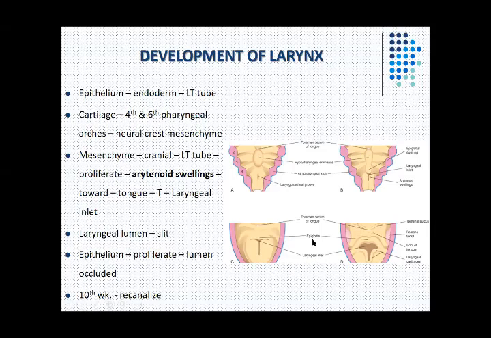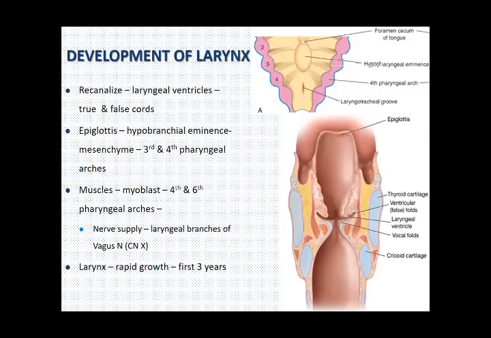The epithelium of the laryngotracheal tube rapidly grows and occludes the lumen, and then in the 10th week recanalization happens, because of apoptosis, programmed cell death. Because of this apoptosis, the epithelium that had excessively grown breaks down, and the lumen is then restored. This process is called recanalization. Now the lumen of the whole laryngotracheal tube is restored, but it is restored in such a way that folds of mucous membrane are left.